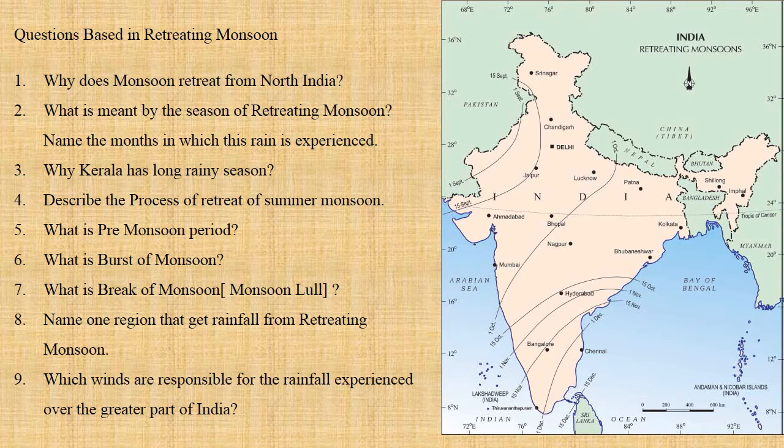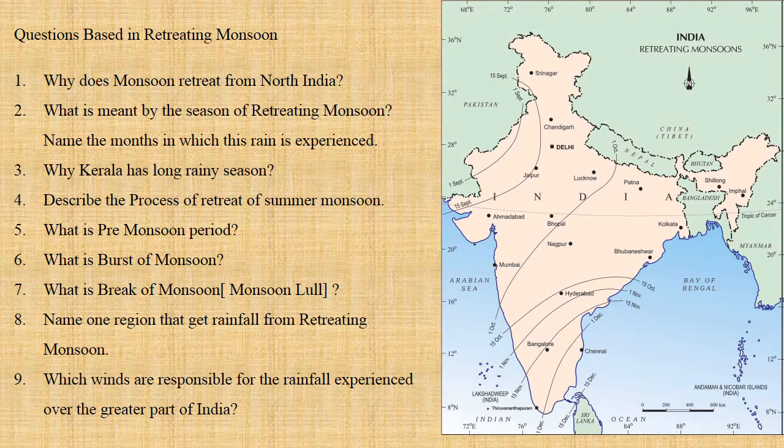What is break of monsoon, or we also call it monsoon lull? Break of monsoon means that when the rainy season begins, the rain does not continue throughout. There is a certain gap in between. When there is a gap between the wet spell and the dry spell, that break is called monsoon lull or break of monsoon. The dry spell is called the break of monsoon.